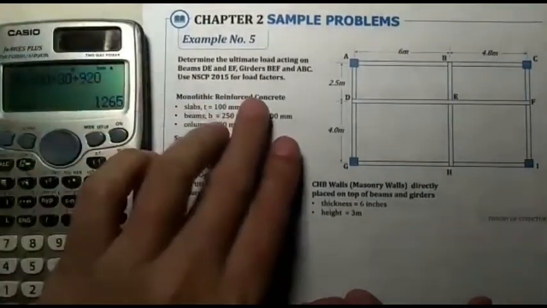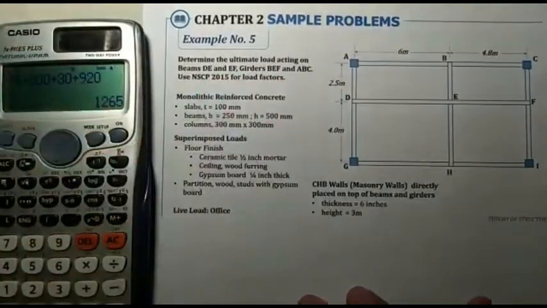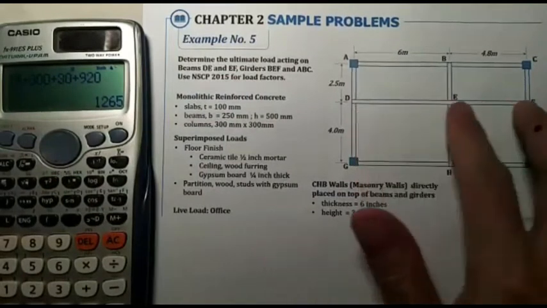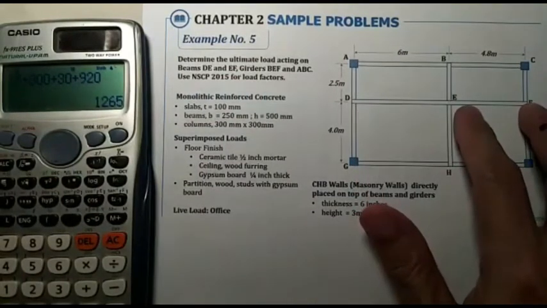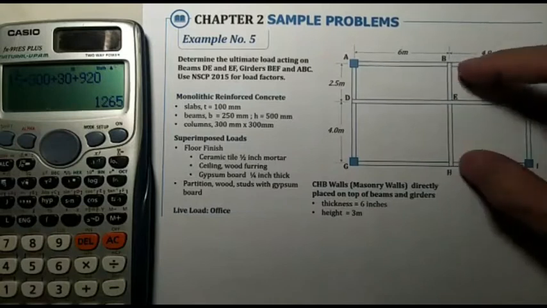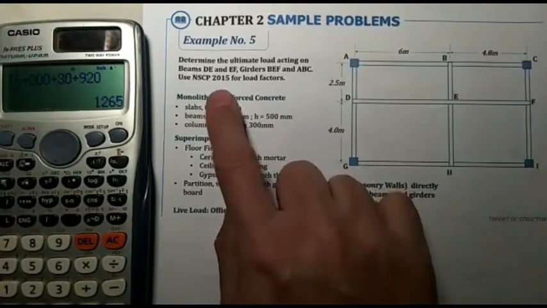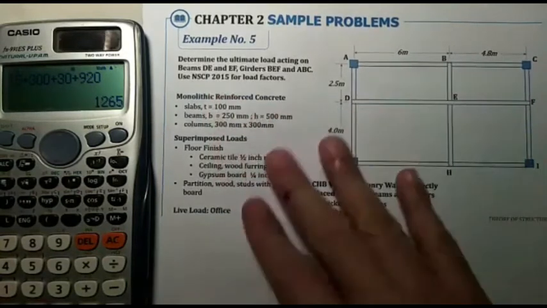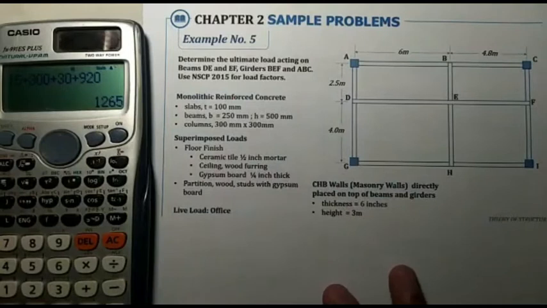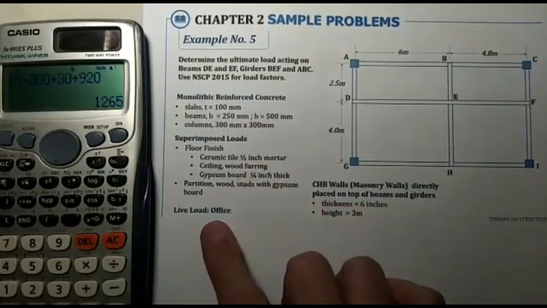Let us determine the ultimate load acting on beams DE, DE and EF, then girders BEF and ABC, using NSCP load factors of 2015. From this problem, we're going to consider dead loads and live load.